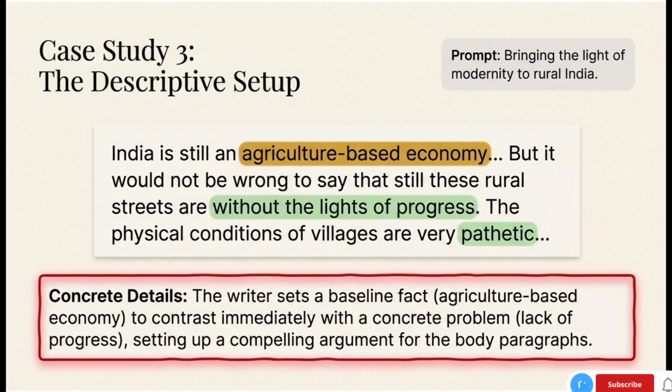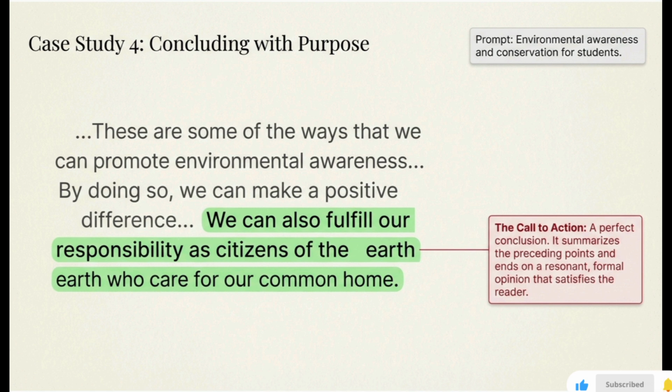Case study, descriptive setup. In another example discussing modernity in rural India, the article begins with a simple but powerful fact that India is largely an agriculture-based economy. This fact is then contrasted with the lack of development in rural areas, creating a strong argument. Case study, conclusion. In the example about environmental awareness, the article ends with a clear and meaningful conclusion. It summarizes the main ideas and encourages readers to take action.